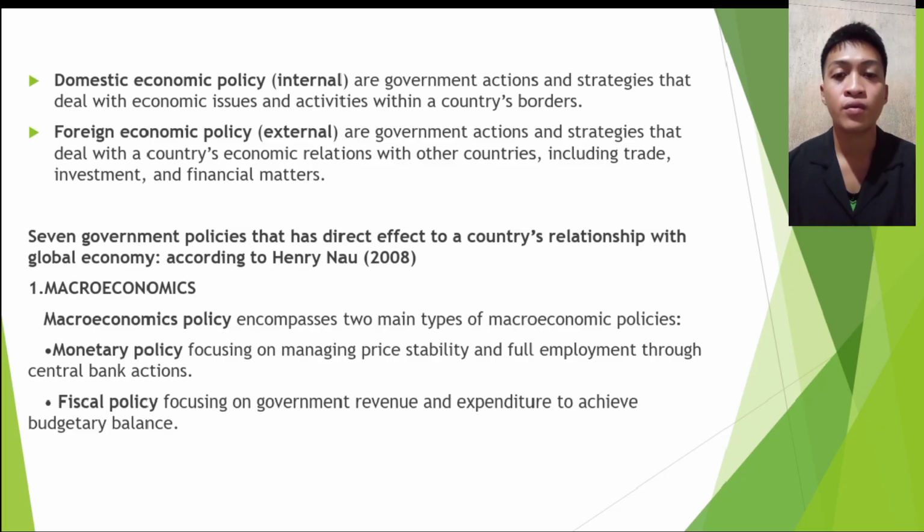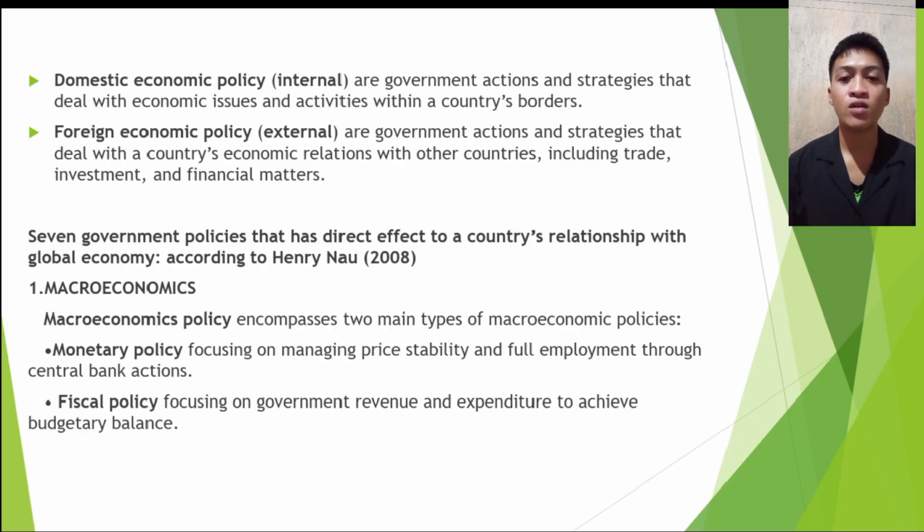First is the macroeconomics. So, what comes to your mind when you say macroeconomics? Macroeconomics is the study of the economy as a whole. Macroeconomics has two main parts. The first one is the monetary policy.